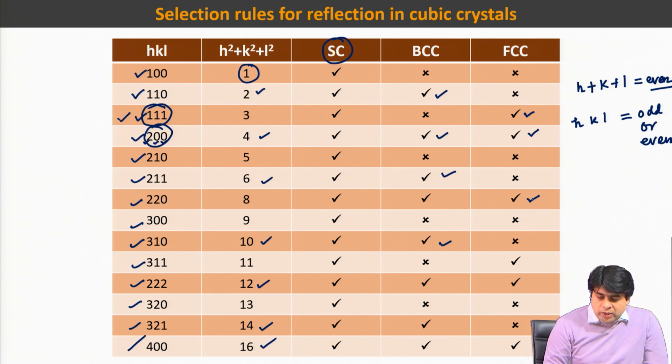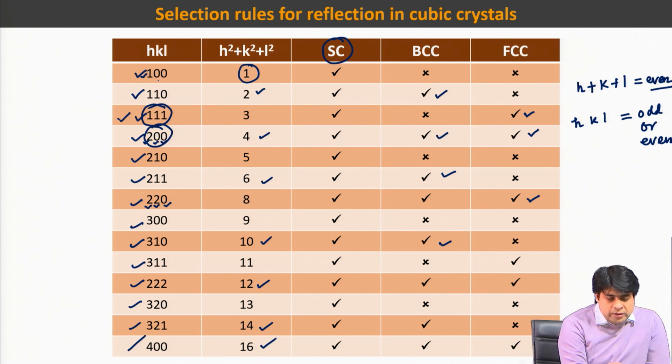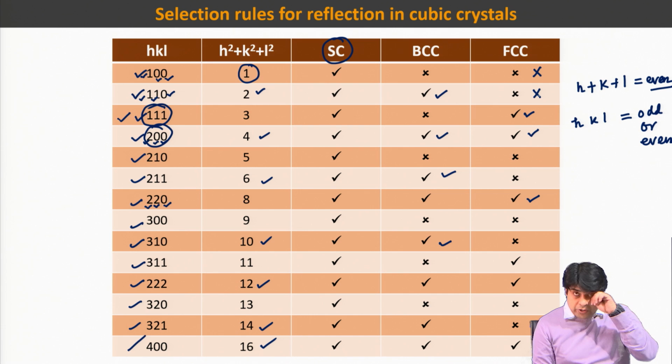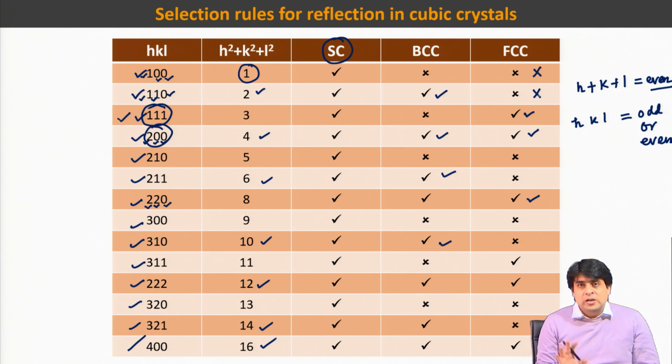The next one is 220: 2 is even, 2 is even, 0 is even. So, all the HKL are even and you will have a reflection. In between, for 100, 1 is odd, 0 is even, 0 is even, so it is a mixed kind of HKL and there is no reflection. Similarly, 110: 1 is odd, 1 is odd and 0 is even, so there is no reflection. So, this is the reflection rule for the simple cubic system and the BCC and FCC crystal structures.